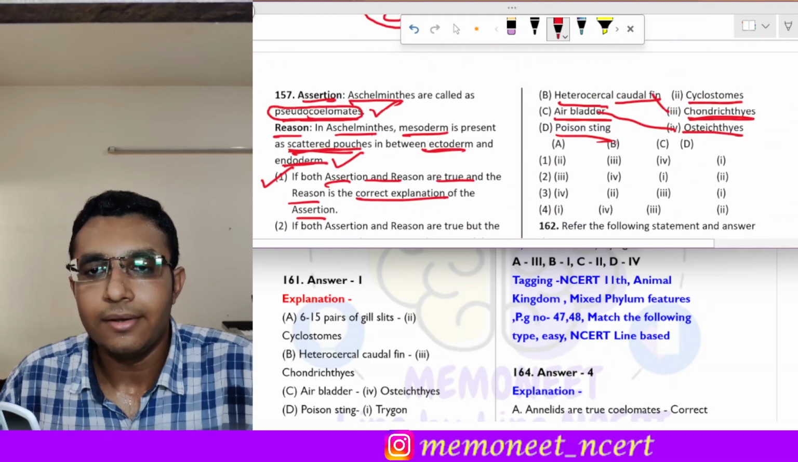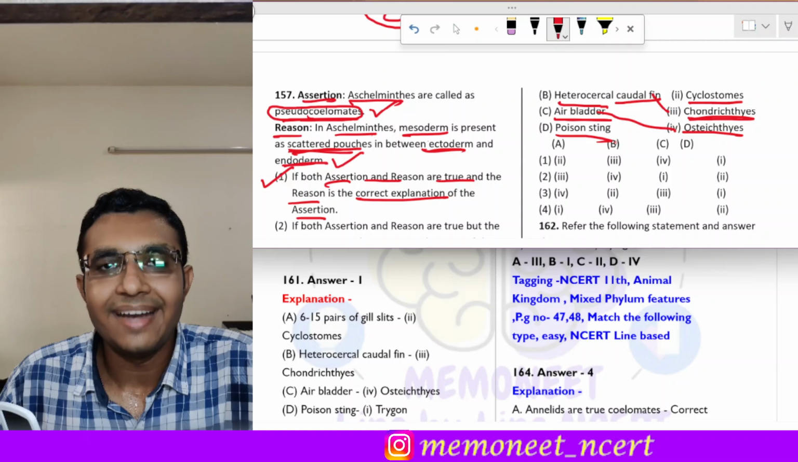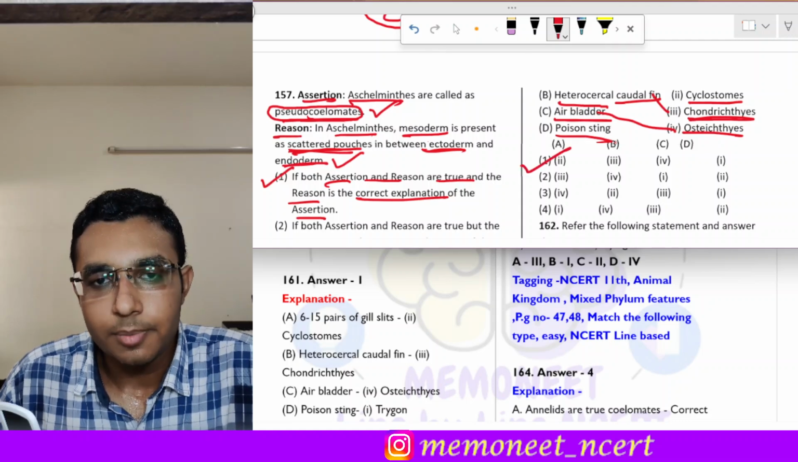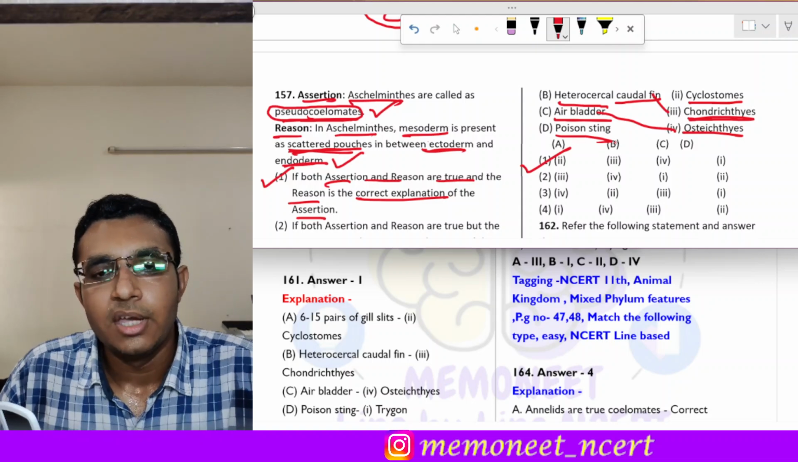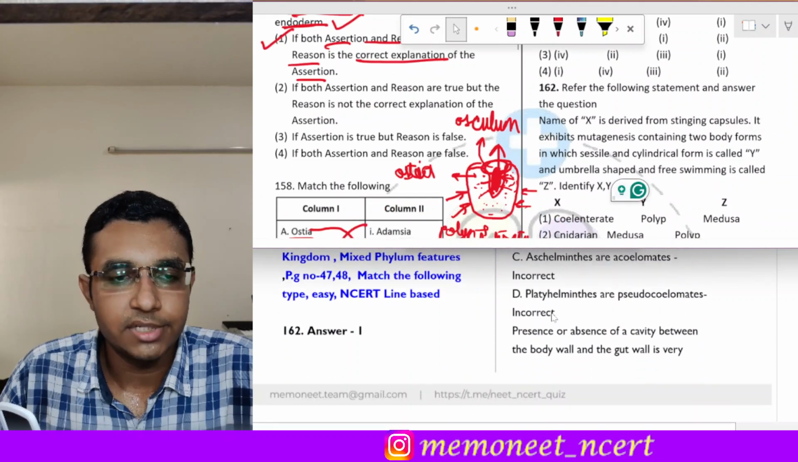So A goes with 2, B goes with 3, C goes with 4, and D goes with 1. Which is the correct option showing the correct matching? It is option 1. So the correct answer of this question will be option 1. I hope you are clear with this question. Moving on to the next question, that is question number 162.